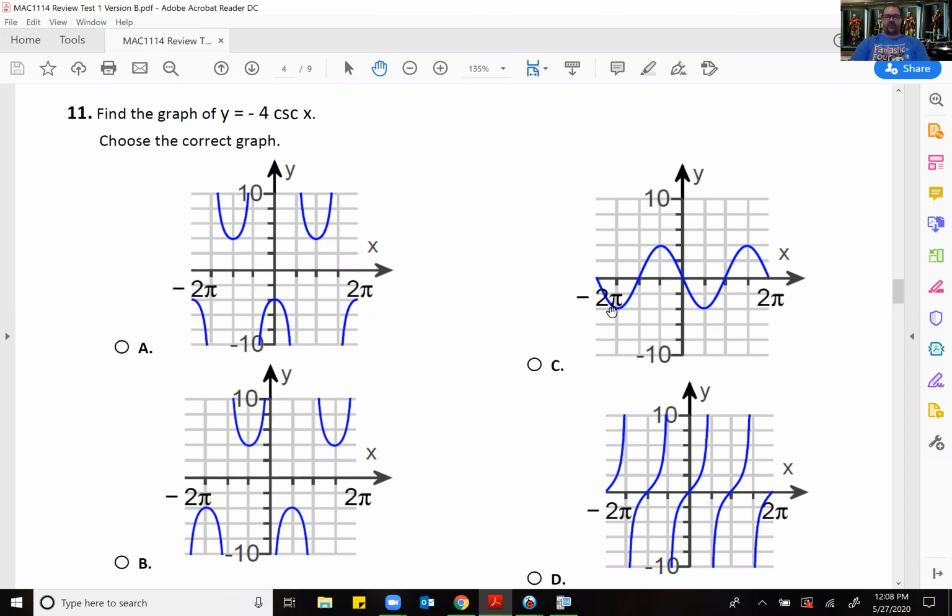Because this graph represents a sine or a cosine graph. This graph down here is tangent or cotangent. So right away, I can narrow my choices down to either A or B, okay? Now, here's how I think about this. When I deal with cosecants and secants, I pretend that they are sines and cosines.